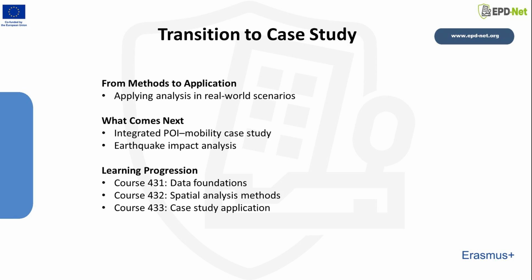This course focused on spatial analysis methods that transform urban data into meaningful insights. These methods provide the analytical foundation needed to address complex urban challenges. The next course applies these methods in a real-world case study focused on integrated POI and mobility analysis in an earthquake impact context. This transition allows learners to see how analytical techniques are used in practice.